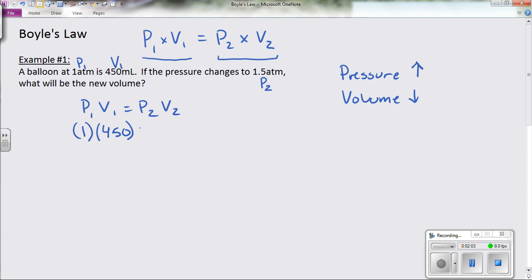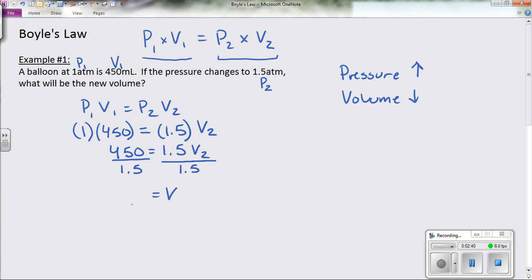So P1 V1 equals P2. Do we know P2? I look back at my problem. Yes, we do. 1.5. And then V2. Do we have a label for V2? No, we do not, so that will be our variable. Next, I see which side I can simplify. I see that 1 times 450 will still be 450 equals 1.5 V2. My next goal is to isolate the V2, and so I will divide by the 1.5 on both sides.